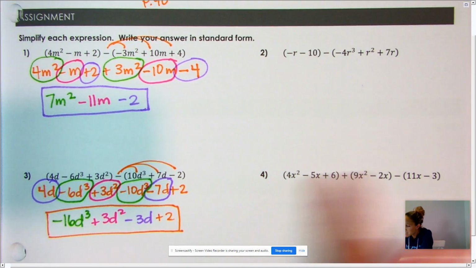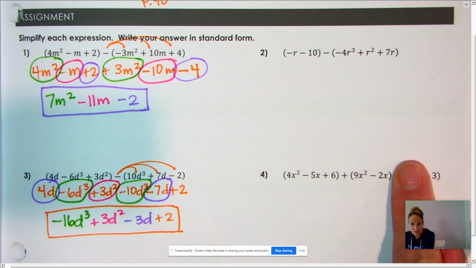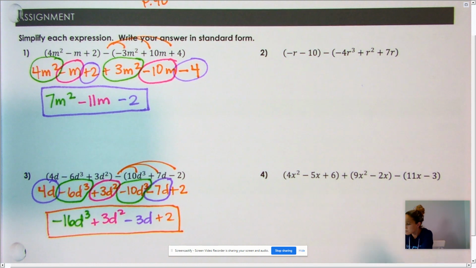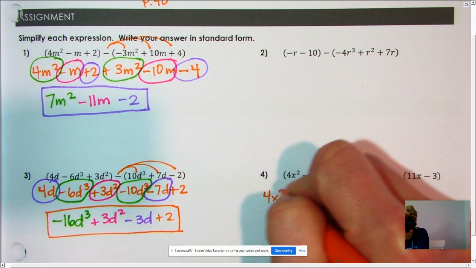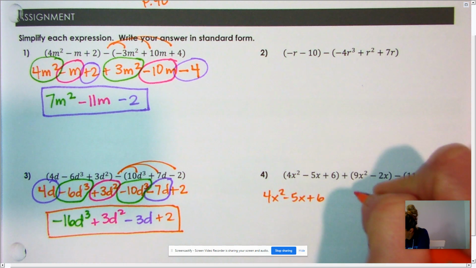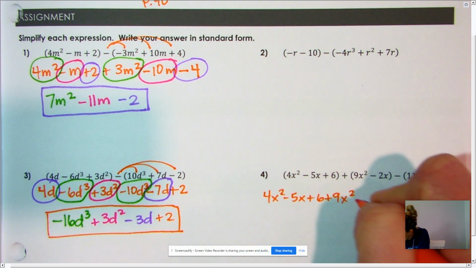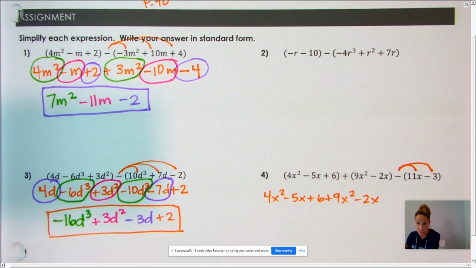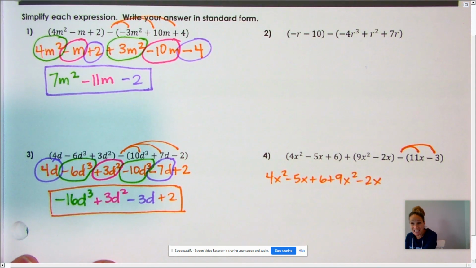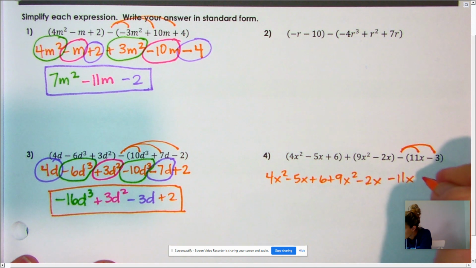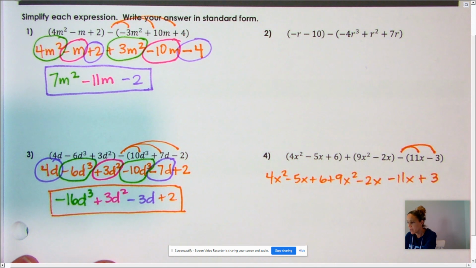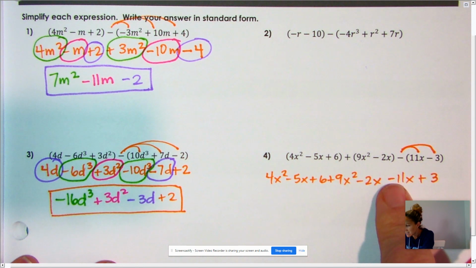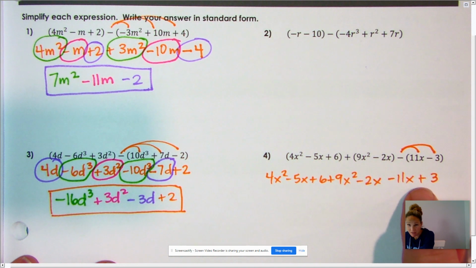Is any pluses, look at all that. I can just write those exactly how they are without the parentheses. We don't need the parentheses when there's pluses. So I'm going to write 4x squared minus 5x plus 6 plus 9x squared minus 2x. But here's the part that we need to change. If there is a negative out in front, you have to distribute that. So minus 11x and then plus 3. So a negative times a positive is a negative, a negative times a negative is a positive.